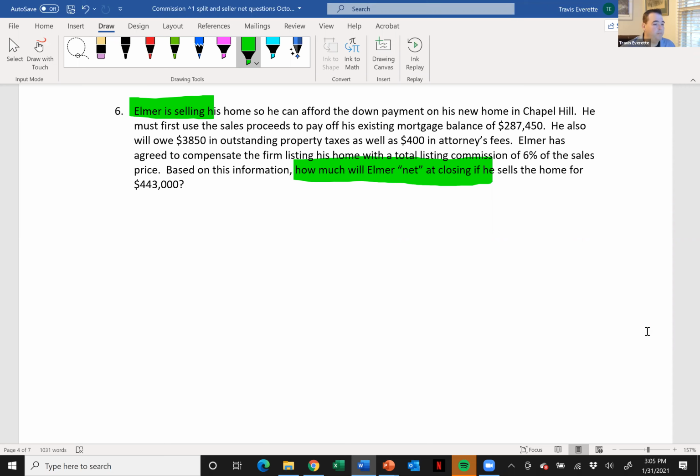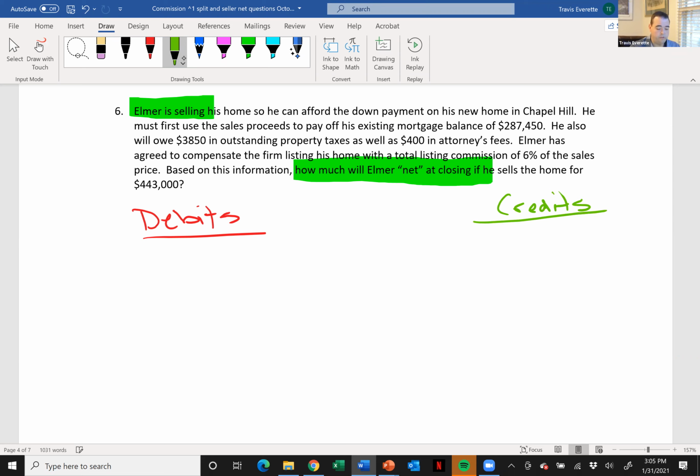And we highlighted that because we said that was the question. How much will Elmer net if he sells for $443,000? So when we see that, how much will Elmer net? We know we're going to have two lists. We're going to have a list of debits, which are bad things, and we're going to have a list of credits, which are good things. And now I'm going to go through and start to see where to put each one of these things.